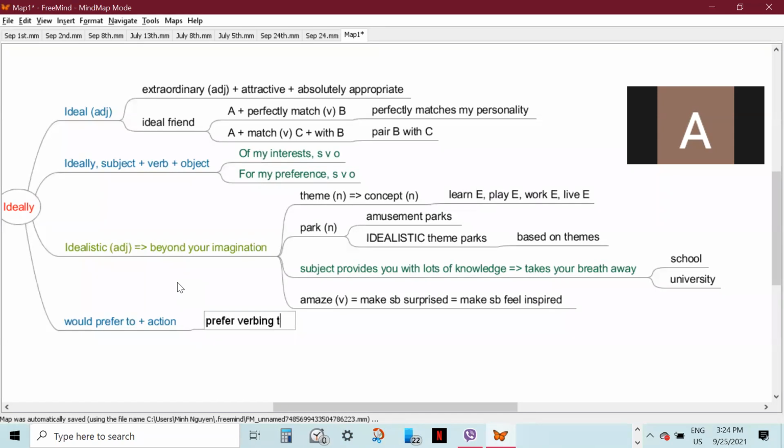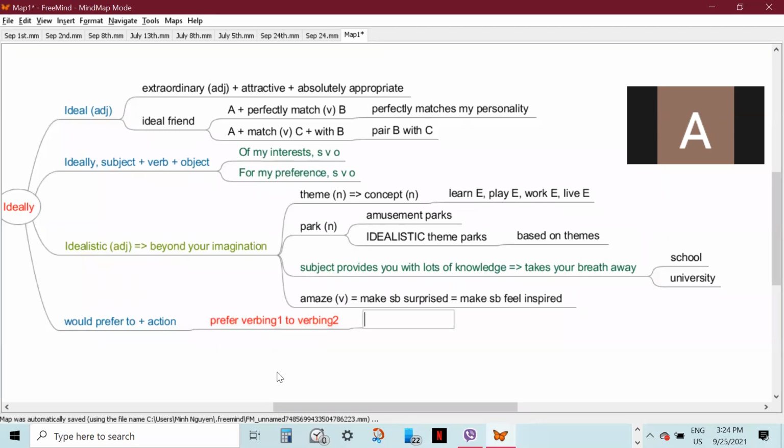So first of all, you prefer verb number one to verb number two. If you want to say that verb number two is the subject or something that you like more than the very first one. So verb one right here, and verb two right here, subject number one and subject number two. And if you say that you prefer V1 to V2, it means that you like V2 more than V1. Please remember this. And we have a much more preferable phrase for you to use.